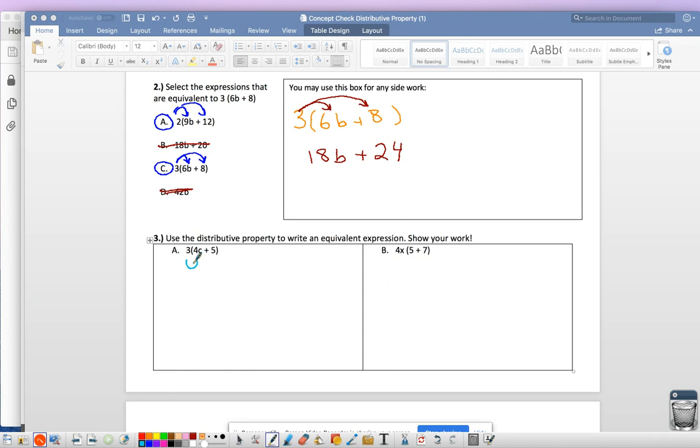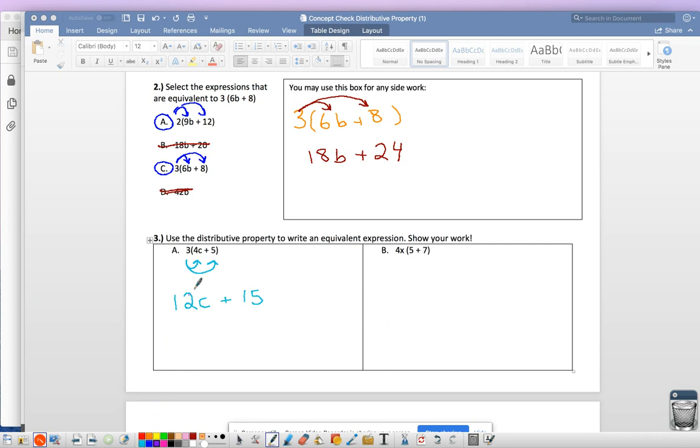So we have 3 times 4c, and then we have 3 times 5. So if we multiply 3 times 4c, we get an answer of 12c. Because remember, all we do is 3 times 4, which is 12, but then we have to add that variable. For the second one, we have 3 times 5. We don't have to add the variable there because we do not have it on the end of that 5. So all we do is 3 times 5, and that gives us an answer of 15. All right, and that's it for that problem.